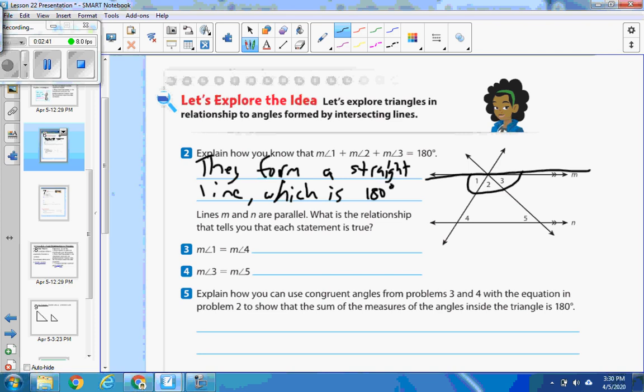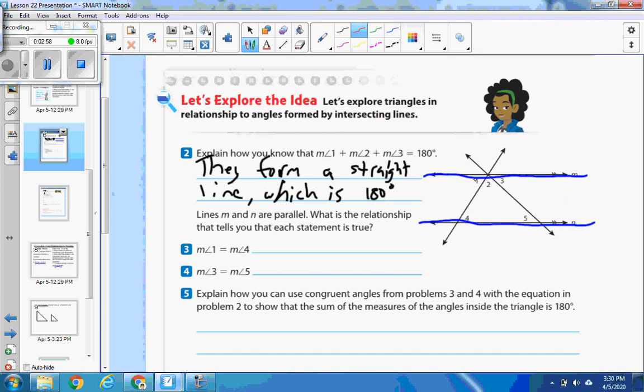Lines M and N are parallel. What's the relationship that tells you that each of these statements are true? So let's say that these 2 lines going across, and I'll highlight them in blue, are parallel. So that goes back to last lesson as well. So we know a lot of stuff with parallel lines and transversals.